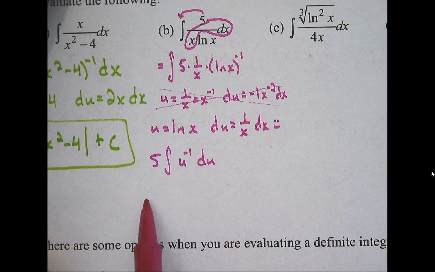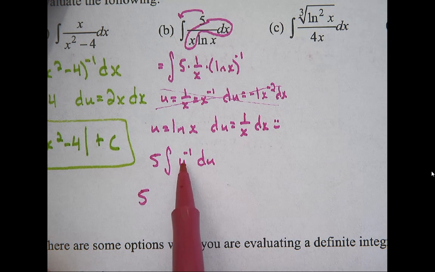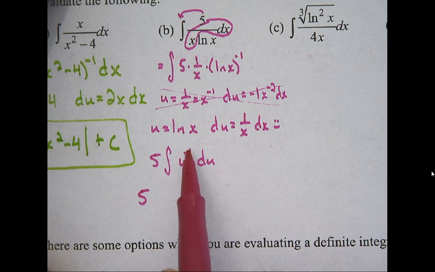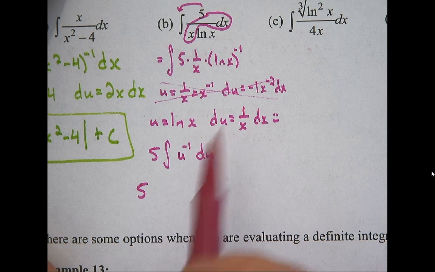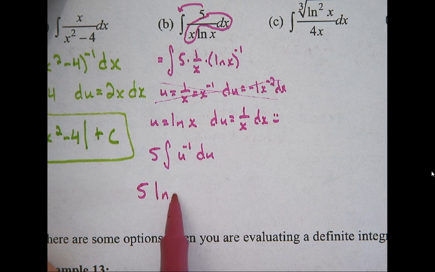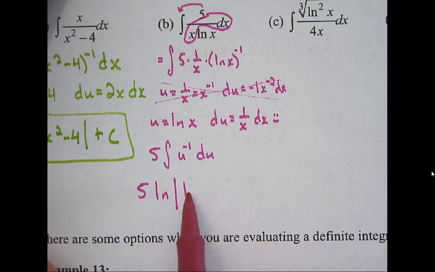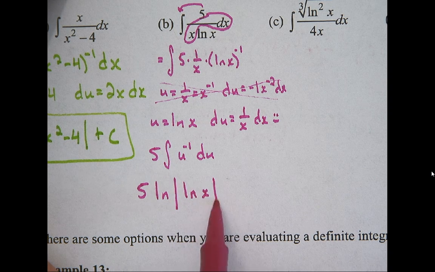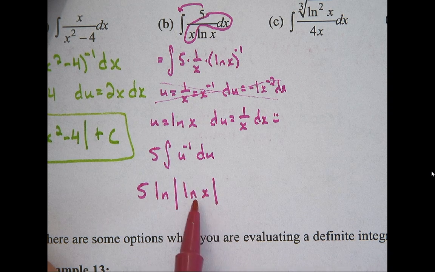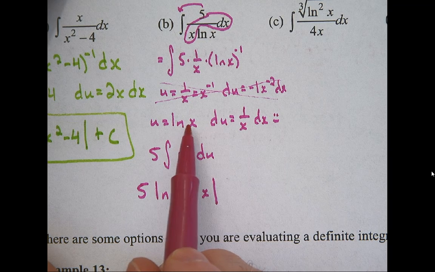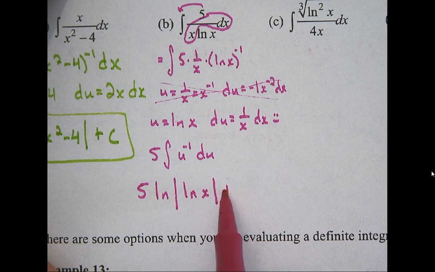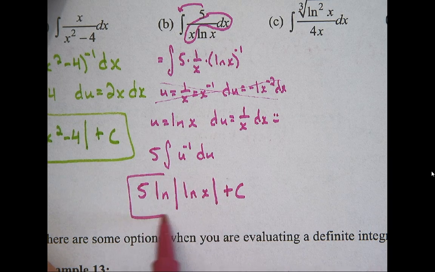So let's integrate this. So this would be 5. What's the integral of u to the negative 1? I add 1, I get 0. I try to divide by 0, I got a problem. So that's natural log of absolute u. What did we call u? Another natural log. Now, I don't need another absolute value here because this one didn't have an absolute value around it. But I do need a plus c.